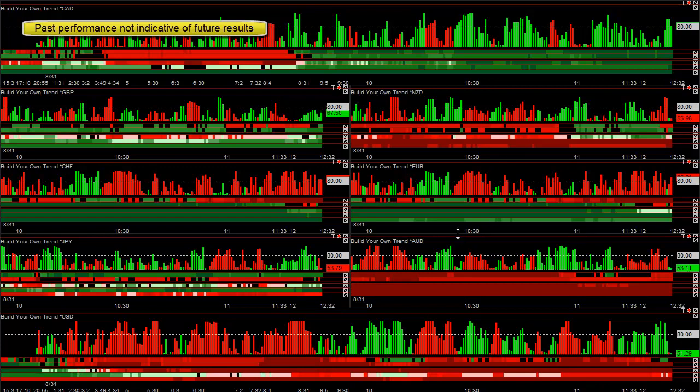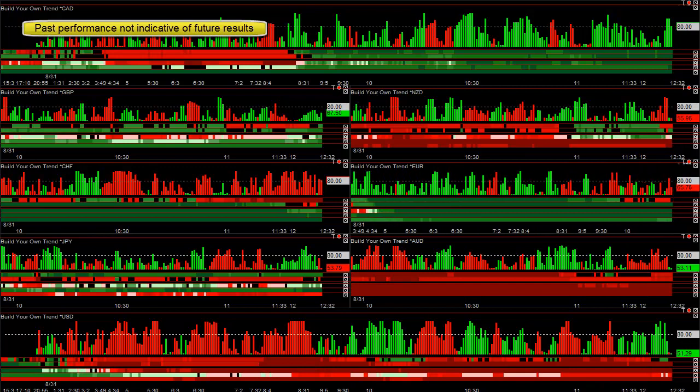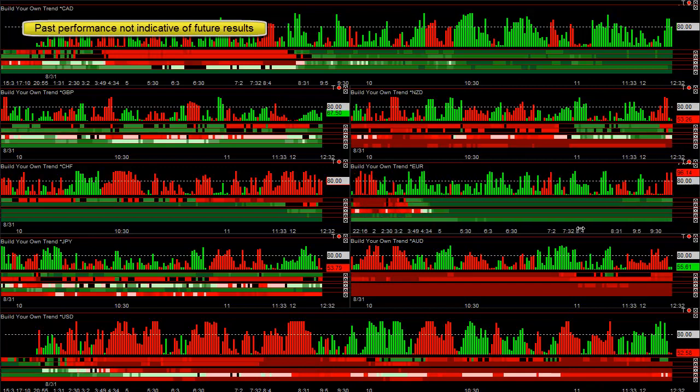So let's scroll some of these back a little bit and look at it earlier in the day. You can see that earlier in the day the euro was strong on all time frames. The dollar was weak. So obviously you want to buy the euro dollar. It's that simple.